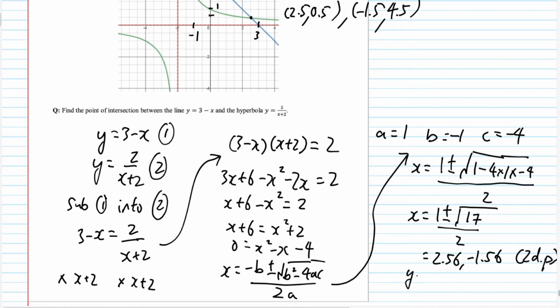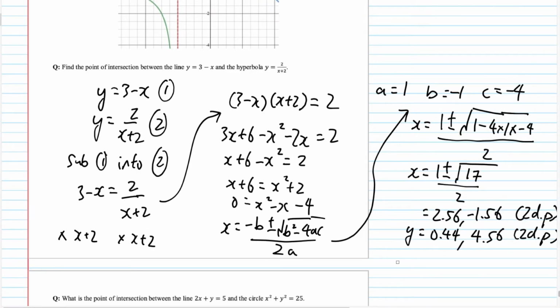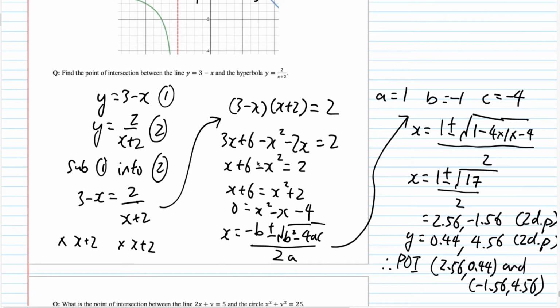So then you can say y is equal to 3 take away 2.56. So what's that? 0.44, or 3 take away minus 1.56. So what's that? That's 4.56, right? 2dp. So then what you can say is, therefore, POI is 2.56, 0.44, and minus 1.56, 4.56, right? So that's how you get to the solution using the algebraic method.